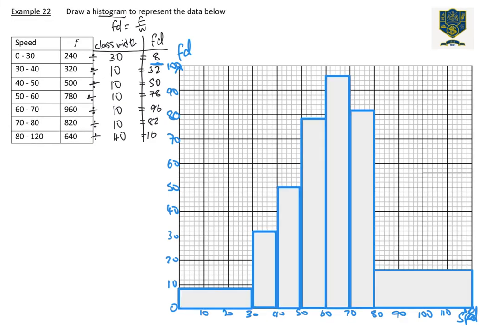So we've drawn the bars from the frequency density. The first one goes up to 8, and it is covering from 0 to 30. Then 30 to 40 and goes up to 32. 40 to 50 and up to 50. 50 to 60 and up to 78. 60 to 70 up to 96. 70 to 80 up to 82. And then 80 to 120, and that goes up to 16.